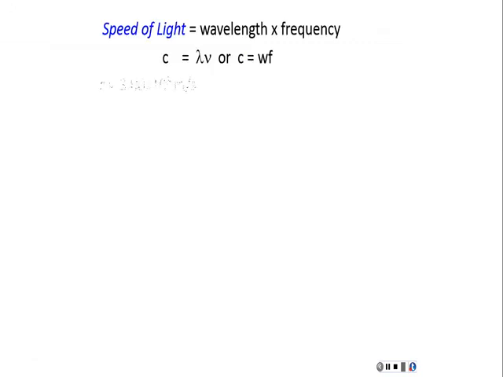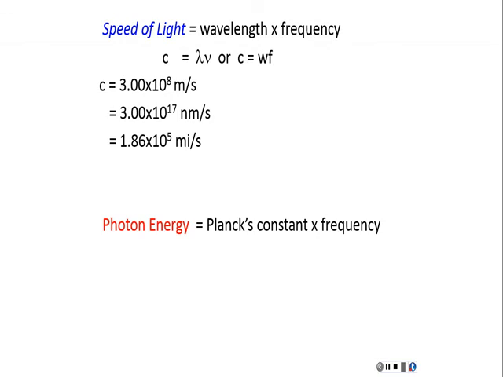Now, if we go back and check out our formulas, this is what we had so far. And now we want to talk about the energy of the light. Well, the energy of a photon can be calculated by taking a value called Planck's constant and multiplying it by the frequency of the light. So this is going to be our formula.